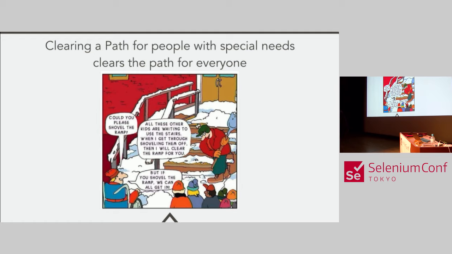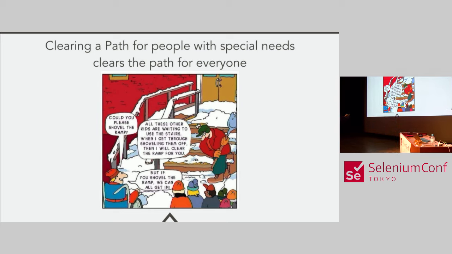Just to read it out, the man in the wheelchair says, could you please shovel the ramp? The man who clears it says, all these other kids are waiting, and when I'm done with them, I'll get on to you, right? But the person in the wheelchair says, but if you shovel the ramp, we all can get in. That's the core message, right?